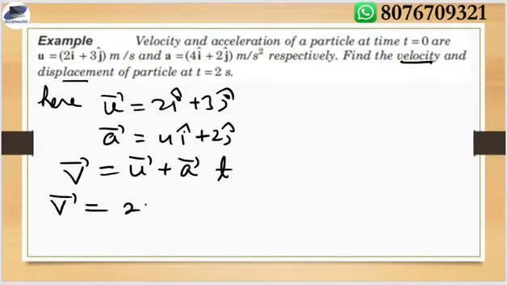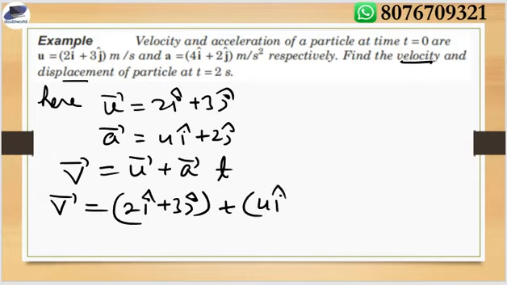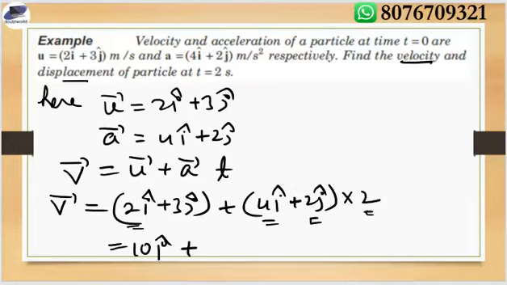u vector is 2i cap plus 3j cap, plus acceleration vector 4i cap plus 2j cap into t. t is 2 seconds. So now it is 4 into 2, 8. So 8 plus 2 is 10 i cap only. That is 2 into 2, 4. 4 plus 3, 7 j cap only. So this is the velocity vector.